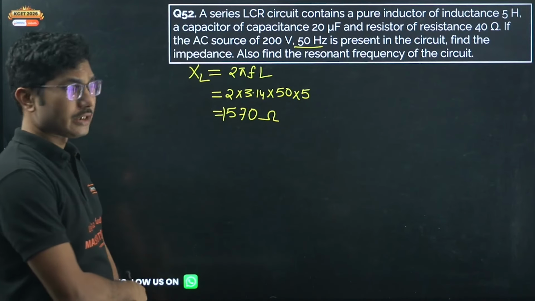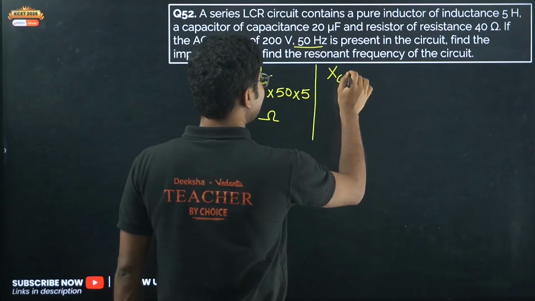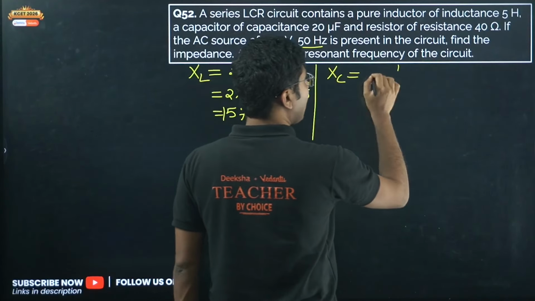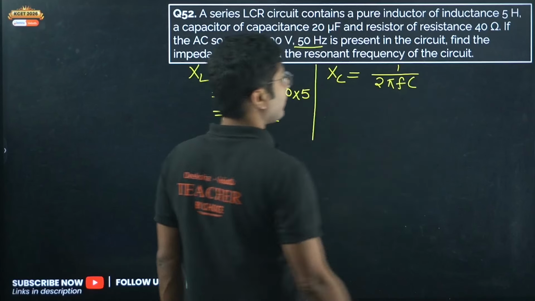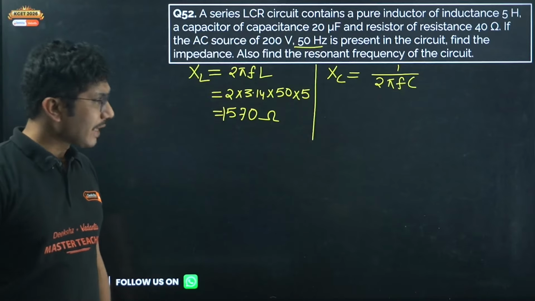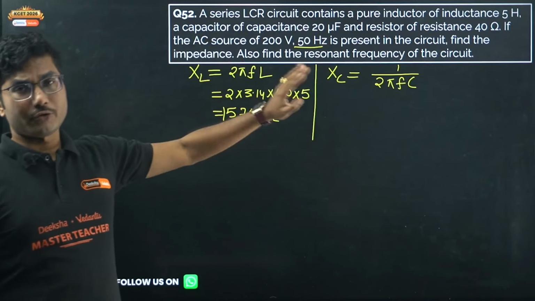You can use the calculator to calculate exactly. As I mentioned, I don't like to use it. XC is given by 1 by 2 pi FC. Okay, the formula for XC is 1 by 2 pi FC. These two formulas you cannot forget. These are very easy formulas to remember.